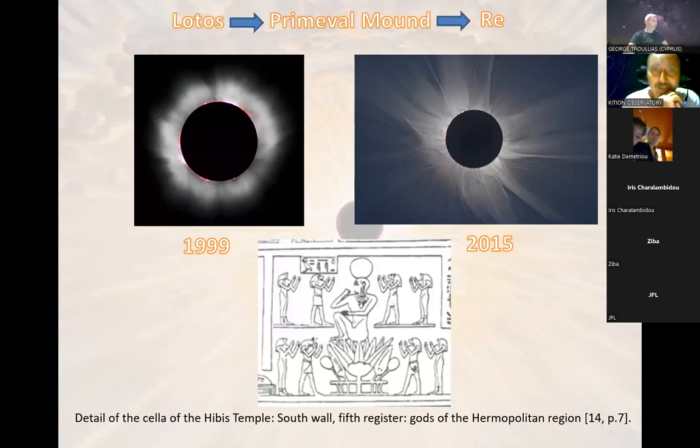Another way of thinking comes from the lotus. Indeed, the solar corona during total solar eclipses does not always look like wings. Sometimes it looks like petals of flowers. For example, in 1999 we have a solar corona where we don't need much fantasy to see a lotus with petals. Or in 2015 in Spitsbergen, again, we see a solar corona that looks like petals. And we have an Egyptian representation of the god of the sun who appeared from a lotus. And the lotus brings us to the primeval mound. Sometimes the lotus leads to an egg, and from that egg came the primeval mound. And then we have the god Ra. So exactly the same description again.